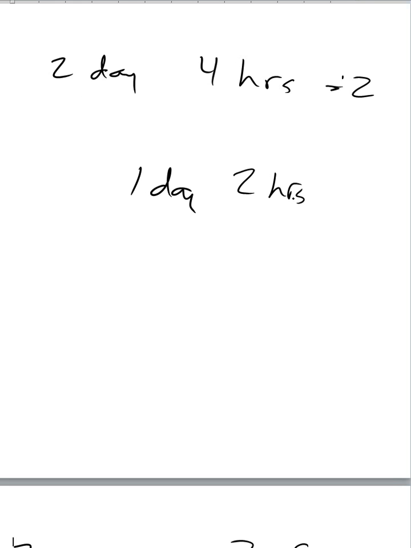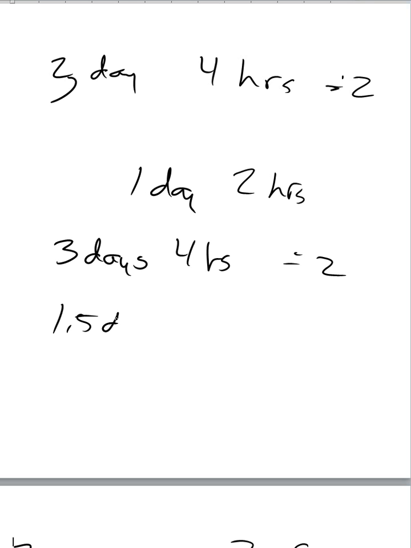But now something crazy might happen here. Let's make something crazy happen. Let's make this 3 days and 4 hours. So if you have 3 days and 4 hours divided by 2, given that fact, now I take 3 divided by 2, I get 1.5 days and 2 hours again. That's all well and dandy, but I'm not going to accept the answer of 1.5 days, 2 hours.